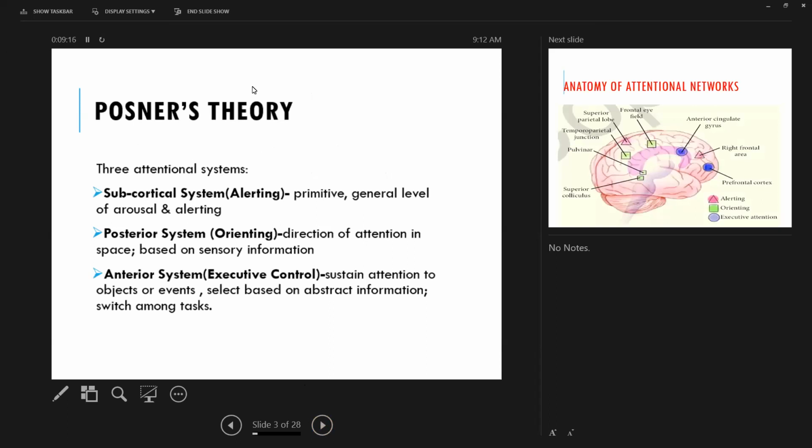According to Posner's theory, there are three attentional systems. Number one is the subcortical system or the alerting system, which comprises a primitive and general level of arousal and alerting. Second is the posterior system, which is concerned with orienting, the direction of attention in space based on sensory information. And third is the anterior system or the executive control, which controls sustained attention to objects or events, selects based on abstract information, and switches among tasks.